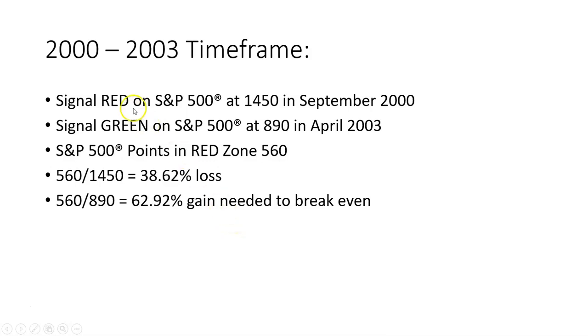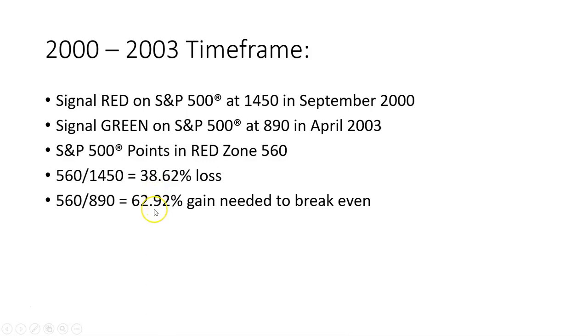The signal would have gone red on the S&P 500 at the 1450 level in September of 2000, and then the final green signal would have gone green at 890 on the S&P 500 in April of 2003. So there was a total of 560 S&P 500 points in the red zone. That is a 38.62% loss.